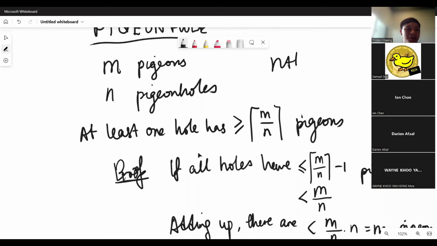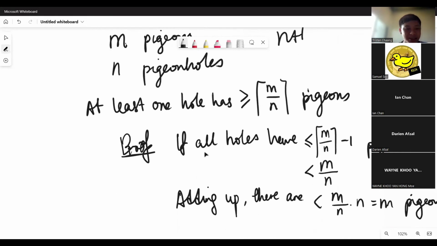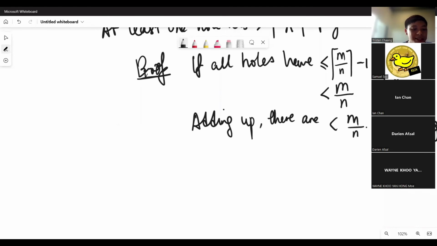So let's try. Well, of course, there's an infinite version. If there are infinitely many pigeons, then one of the hosts has infinitely many pigeons. That one's obvious also. But let's try the few examples given in the exercises. Let's try the first exercise. Let n be any odd number not divisible by 5. Prove that one of 1, 11, 111, 1111, and so on, this is an infinite sequence, is divisible by n.